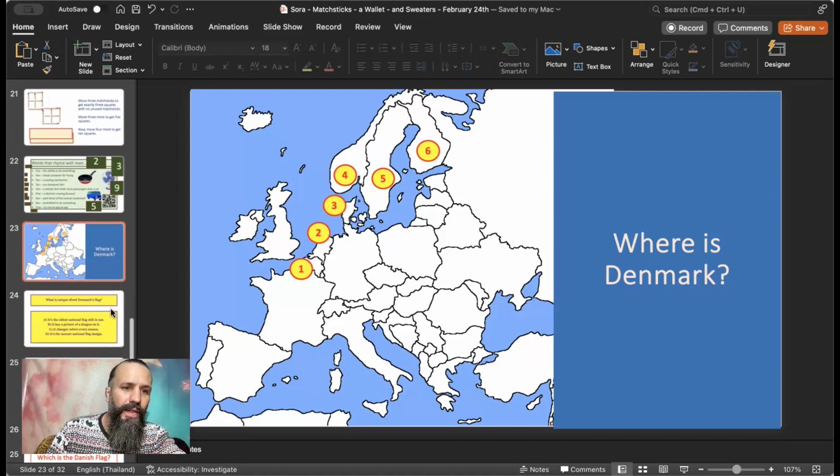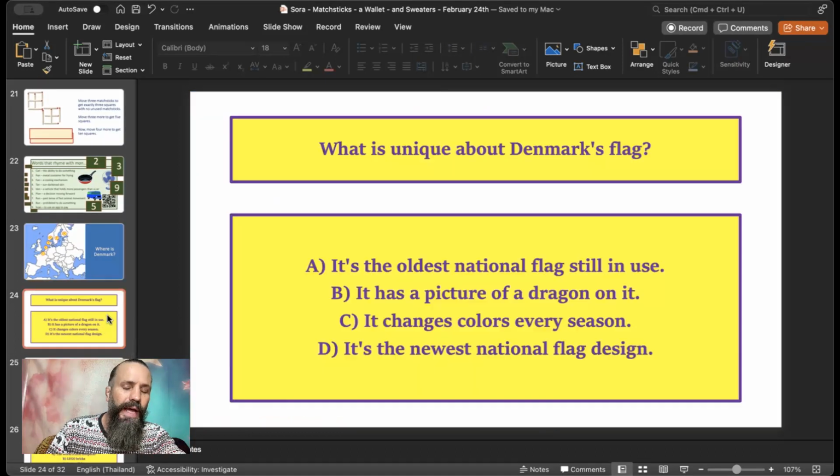We will probably get into that a little bit more, but I have a question here. Again, this question was not part of the reading. It's just a fun fact. What is unique about Denmark's flag? It's the oldest national flag still in use. It has a picture of a dragon on it. It changes colors every season, or it's the newest national flag design. The correct answer is A. It's the oldest national flag still in use. It's like 800 years old.